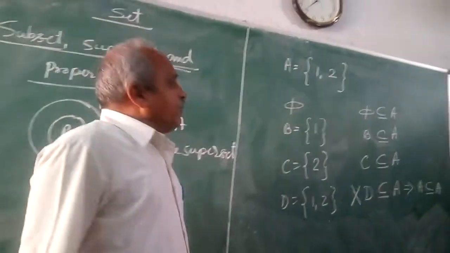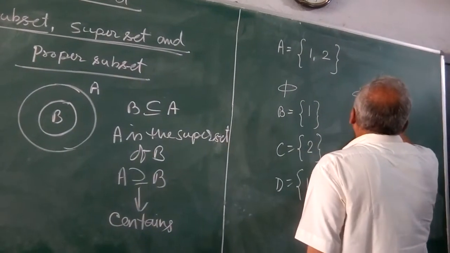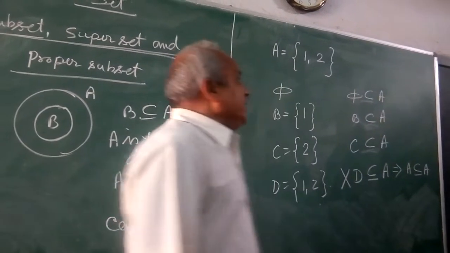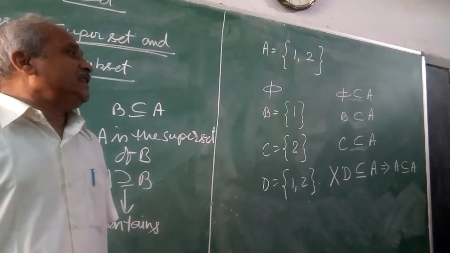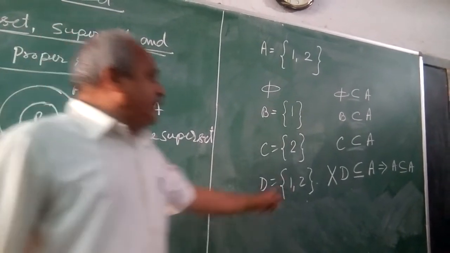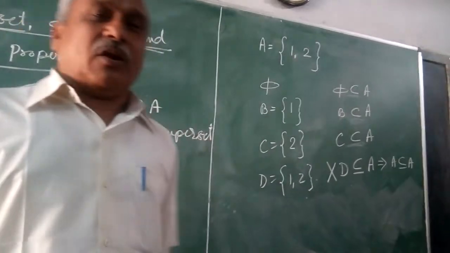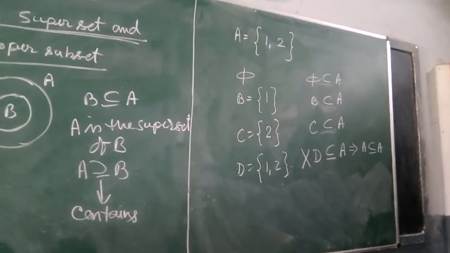Okay. Therefore, to indicate the proper subset, we use the symbol like this, only this. Phi is a proper subset of A, B is a proper subset of A, C is a proper subset of A, but D is a subset of A. D is not a proper subset of A. Now, how can we define it?